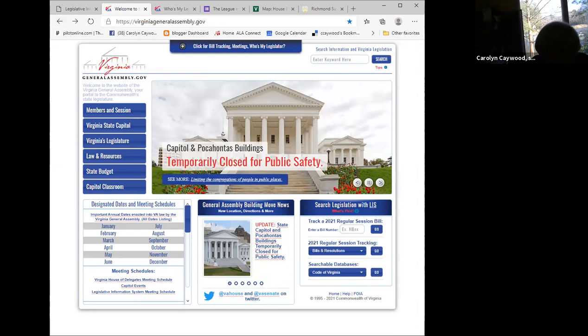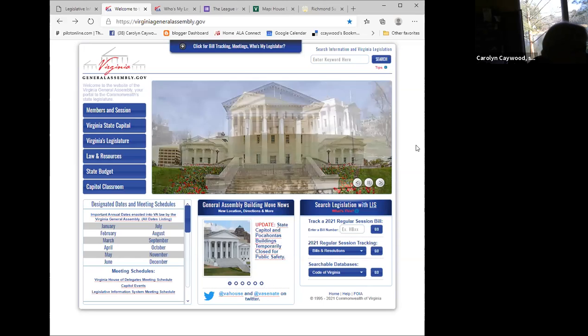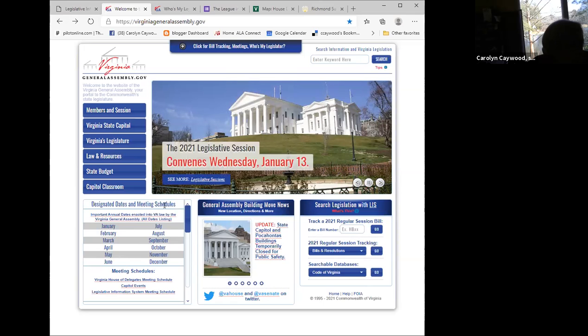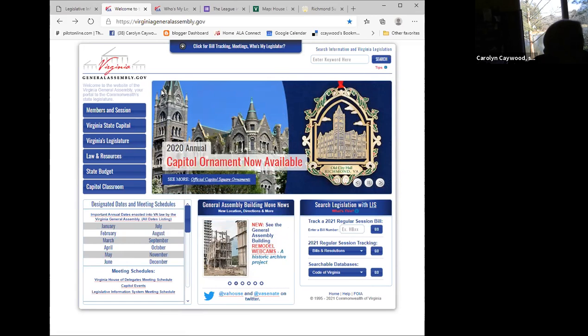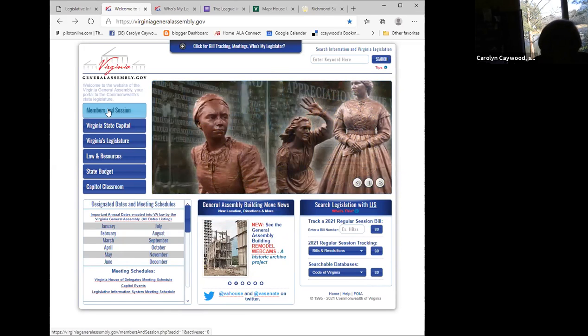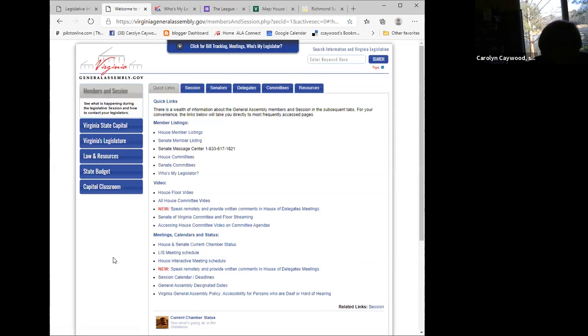On the General Assembly site, here's a calendar. The members in sessions is the section that's the most useful for tracking legislation. This pull down here will take you directly to the Legislative Information System. And this is a new thing: they've got a call center this year because of them not being where they normally are.